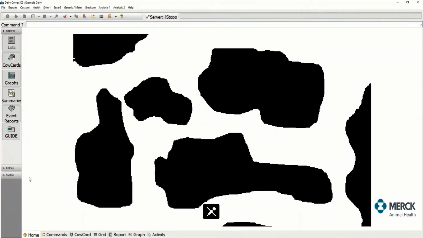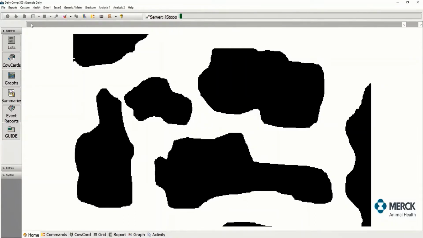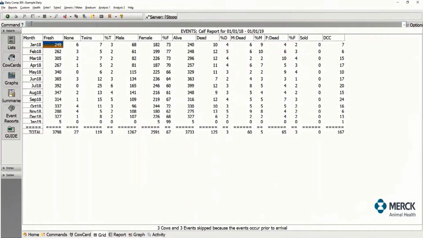So for you to evaluate percentage of stillbirth in the herd in DairyCom, you basically have to go to the command line and type the command events. It's going to pop up this box, and option number 3 is going to be calf table. In the calf table option, you're going to have the information on stillbirth.